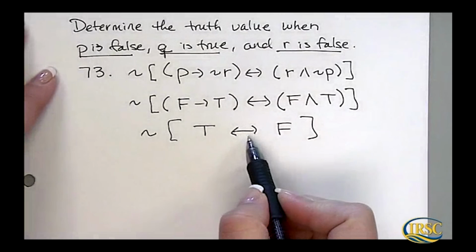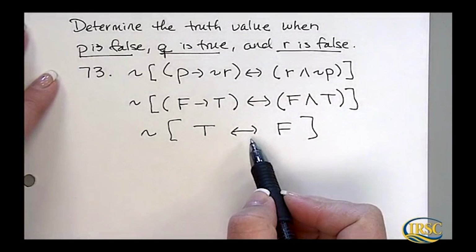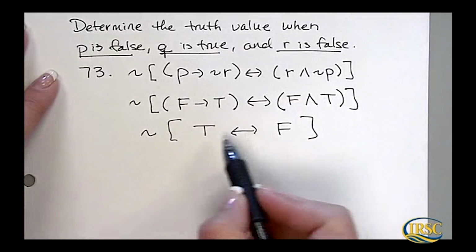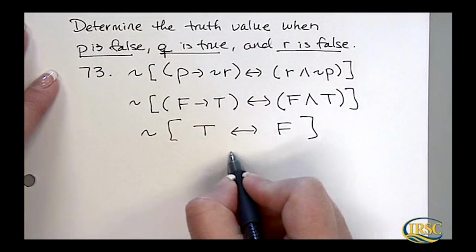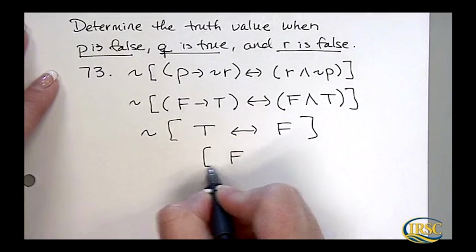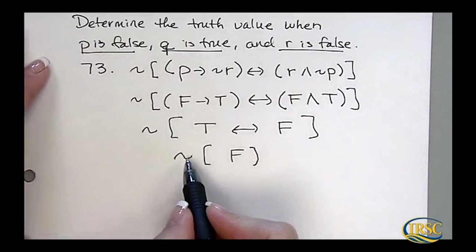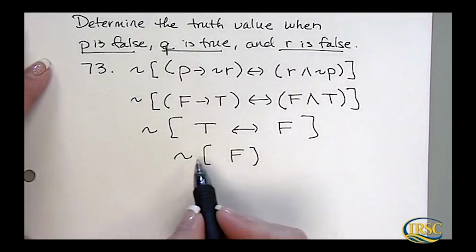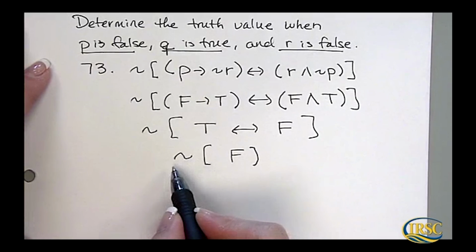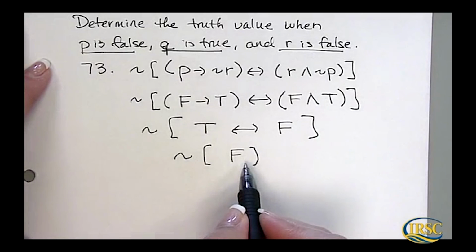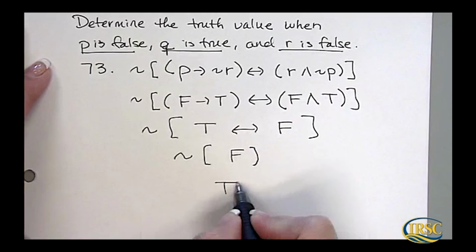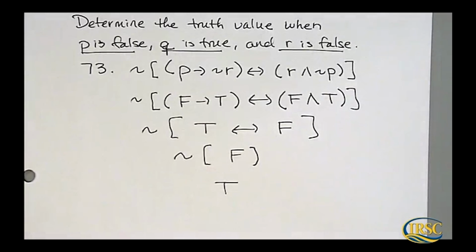If and only if is true when they're both the same. They're not both the same, so this statement is false. But now we have not this statement, and the negation symbol means I want the opposite of what I already have here. So the opposite of false is true. Again, when you have these types of problems, you work it out like a math computation problem. Substitute in the truth values and use order of operations to work from the inside out.